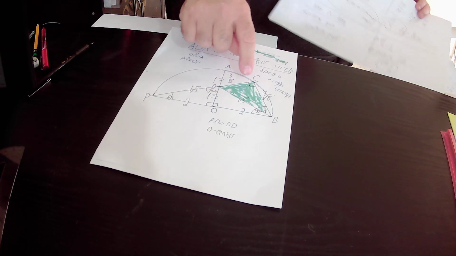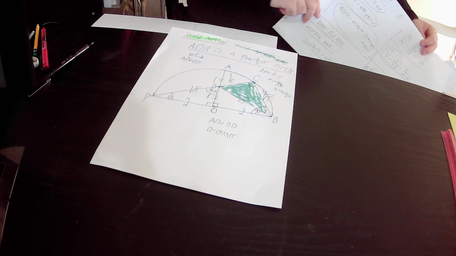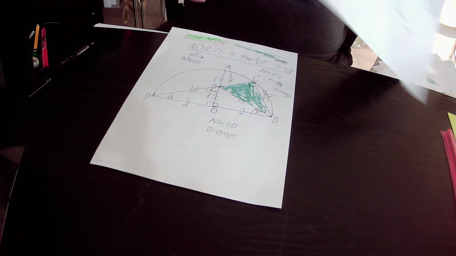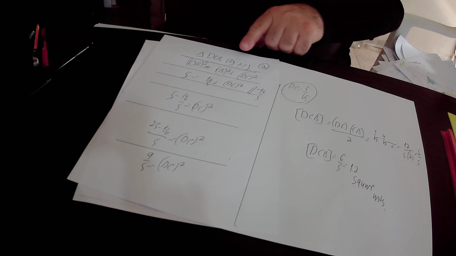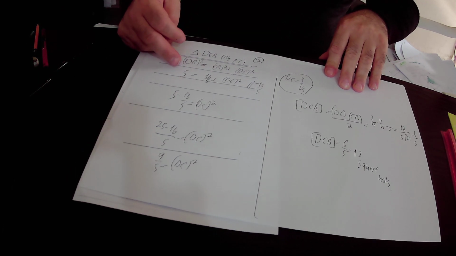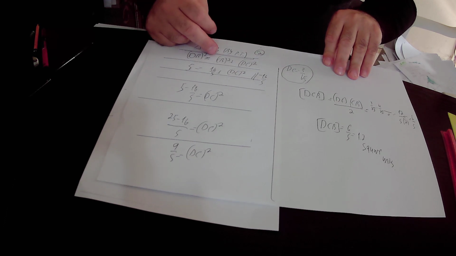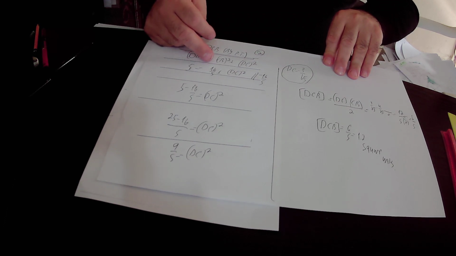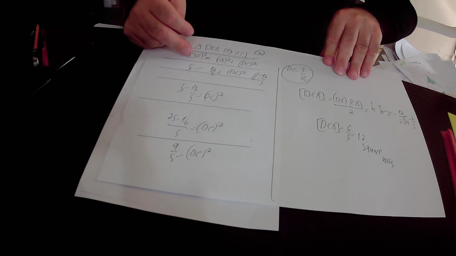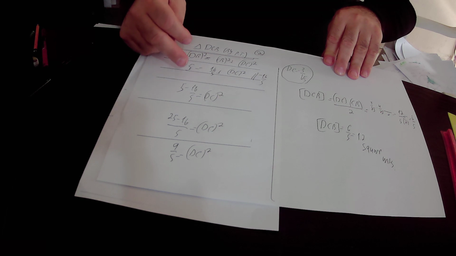Then we implemented the Pythagoras theorem on the right blue triangle, triangle DCB. According to the Pythagoras theorem, DB square equals CB square plus DC square. DB is square root of 5, so DB square is 5. CB is 4 over square root of 5, so CB square is 16 over 5, plus DC square, that is the missing side. Then we subtracted 16/5 from this equation and found that 5 minus 16/5 equals DC square.